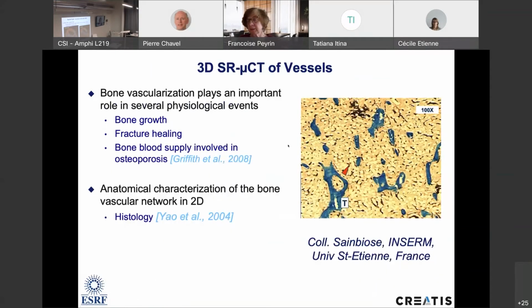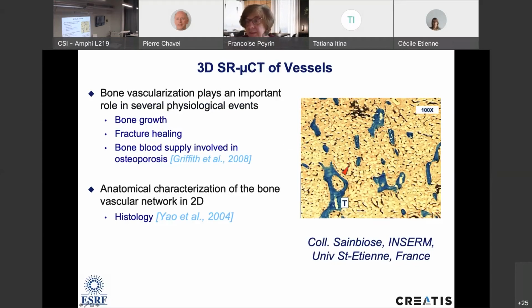So another application that I want to show you here, I'm looking at the time, is the use of synchrotron microCT to see the bone vessels. So in bone, you also have a lot of vessels, and the classical technique to see the vessels in the bone is to use histology.